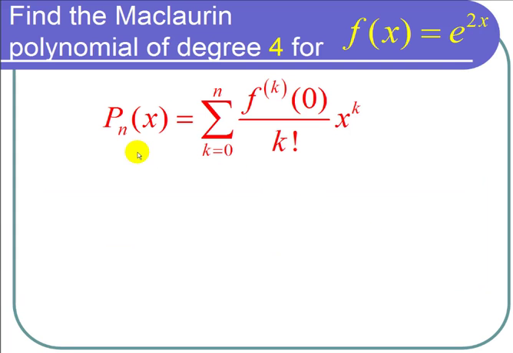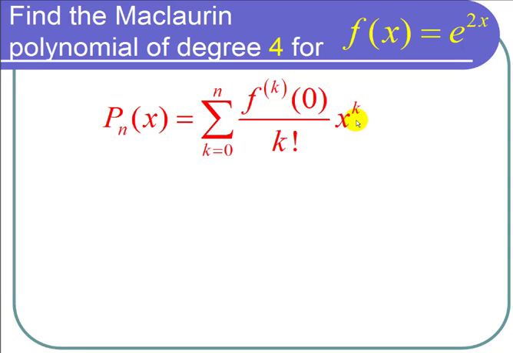And that says that the nth degree polynomial is equal to the summation from k equals 0 to n of the kth derivative of the function evaluated at 0 divided by k factorial times x to the k.